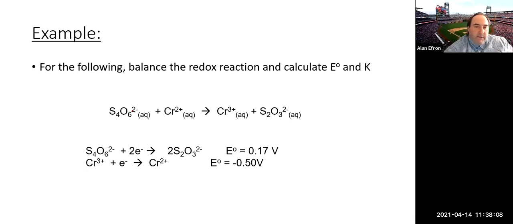Okay, so I think we left off right here at this example. Why don't you take a few minutes and let's go with this one. We're looking for the value of E naught and also the equilibrium constant for this reaction. Those are the SRP values and reactions that you would get from the table on the bottom. So take a few minutes and we'll talk about it and see where everybody ends up.